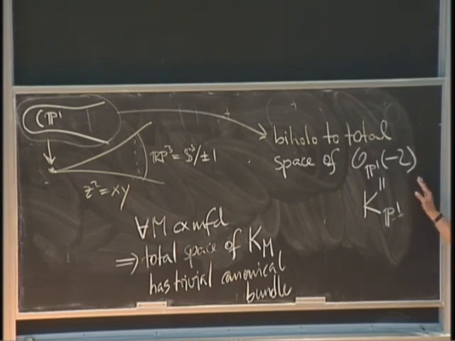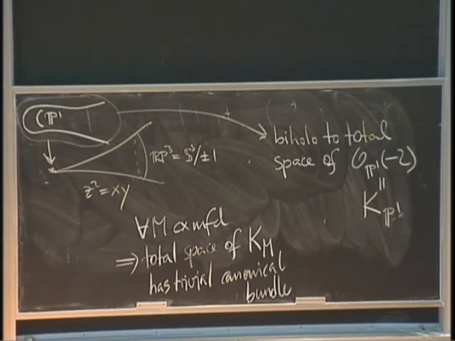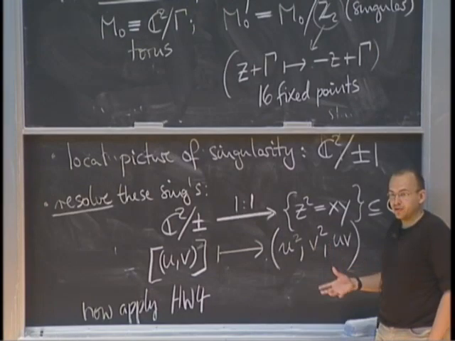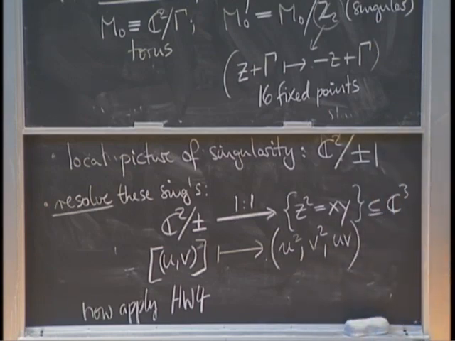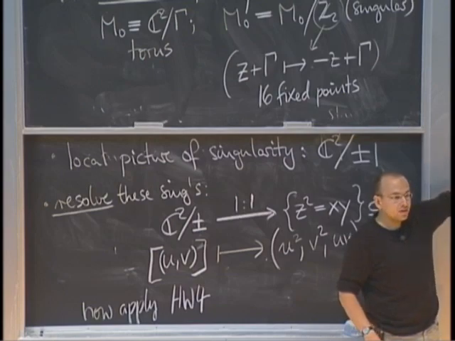You see that we're in good shape. So we've got this torus that we modded out by this group action that has a bunch of fixed points, creating singularities of the quotient. So we can resolve each of the singularities of the quotient by this process.